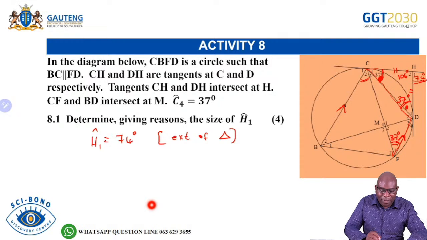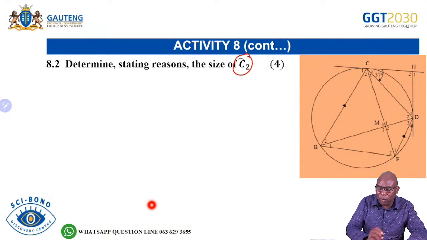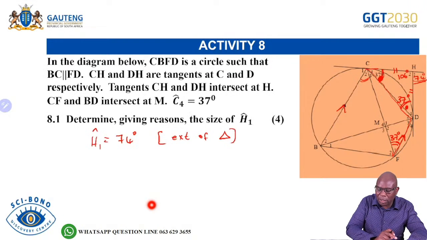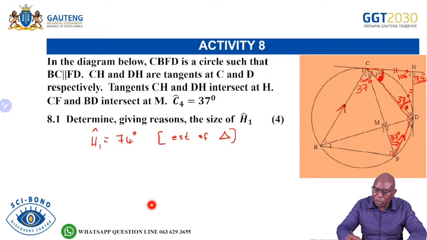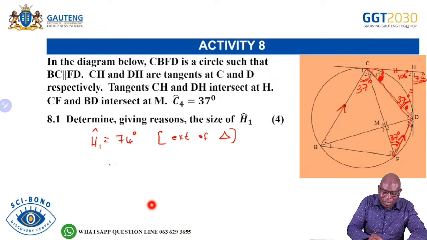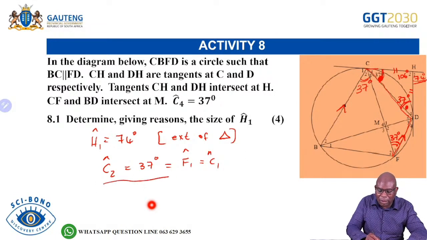Okay. The next question there, 8.2, the last one, is C2. So I'm going to go back and do it on the same sketch. I already have C2 because I already have F1. F1 and C2 are the same, meaning that they are alternate angles. So C2 equals 37 degrees because C2 equals F1. And F1 there equals C1. So I'm just writing these statements like this for space, so I can be able to get it.